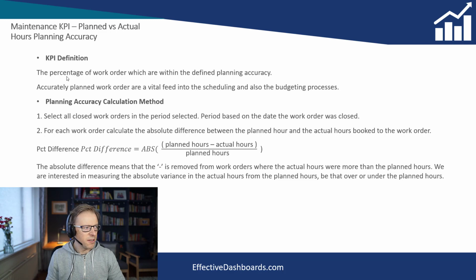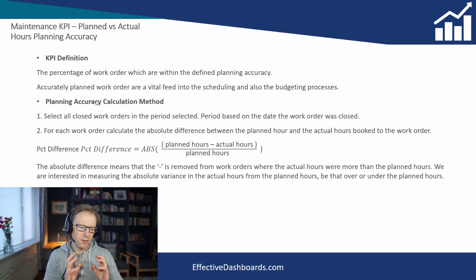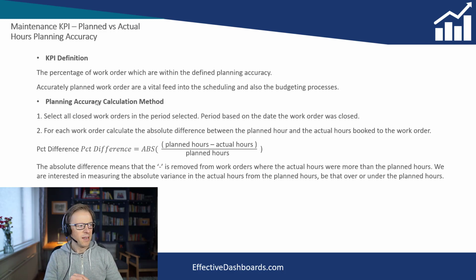Now the next part here is all around how we're going to actually calculate it, the method we're going to use to calculate. So the first thing we're going to do is we're going to only focus on closed work orders, because we want to only consider work orders that we know are complete. So we're going to select a range of closed work orders, and that's going to be the date range we're going to use based on the actual finish date of the work. So that's going to be step number one, select a selection of work orders for a period to analyse the work order planning accuracy over.